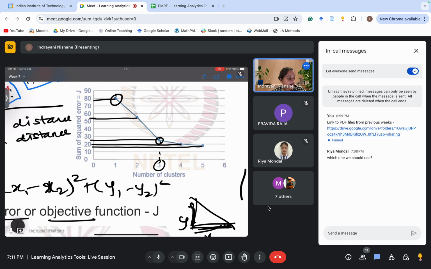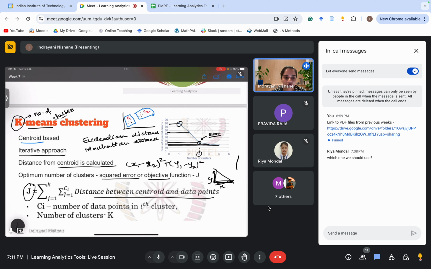Okay, so Ria's question is regarding which one we should use. You mean to say the distance formula, Euclidean distance or Manhattan distance? Yeah, so mostly in the problems it will be specified whether you should consider Euclidean distance or Manhattan distance, but Euclidean distance is more common compared to Manhattan distance. So mostly Euclidean distance is given, and this formula is used to compute the distance. I'm just giving you this for information, that there are multiple ways to calculate distance, but Euclidean distance is more popular.